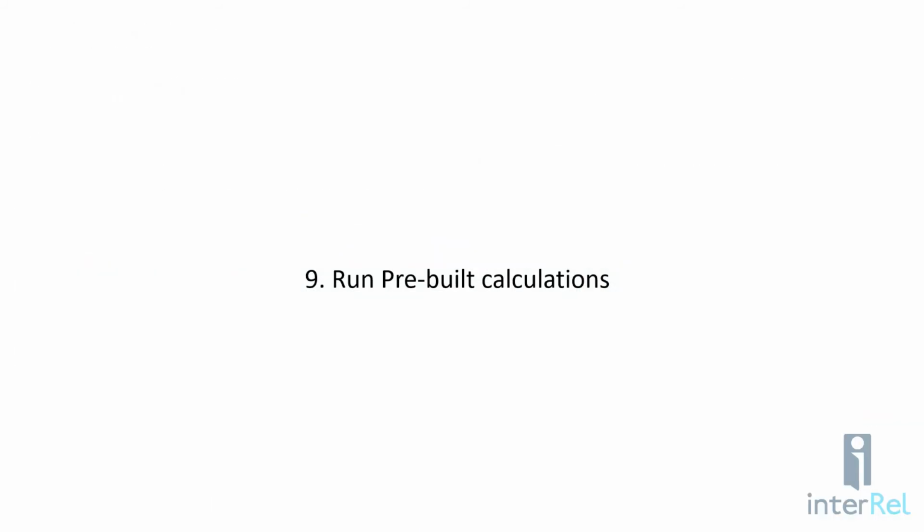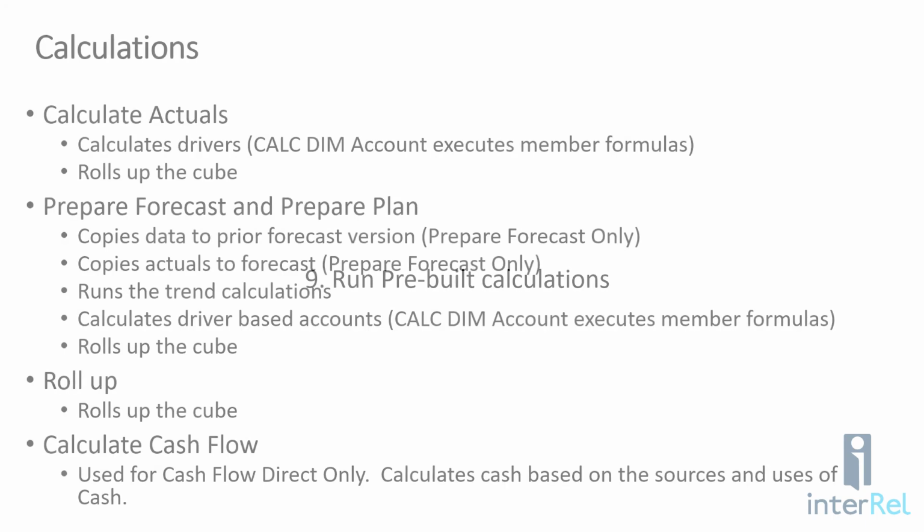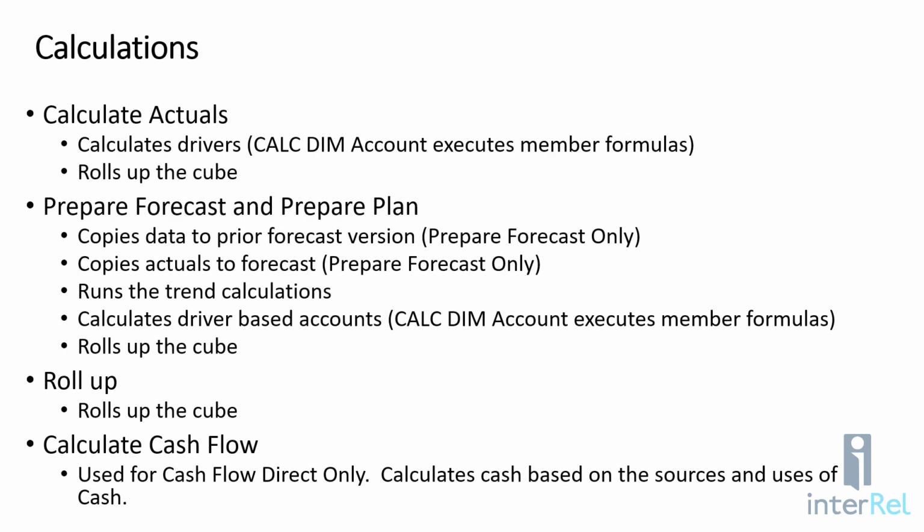Step 9. Run pre-built calculations. Several processes are provided that calculate actuals, prepare the forecast or the plan, roll up the cube, or calculate cash flow. Each of these processes will perform tasks specific to the desired operation.